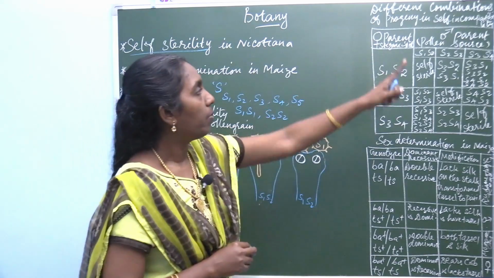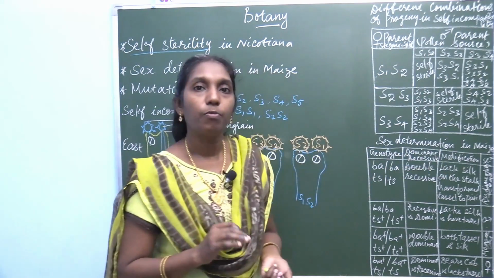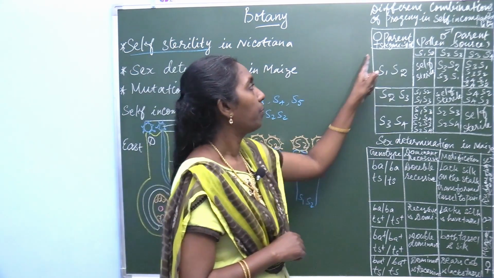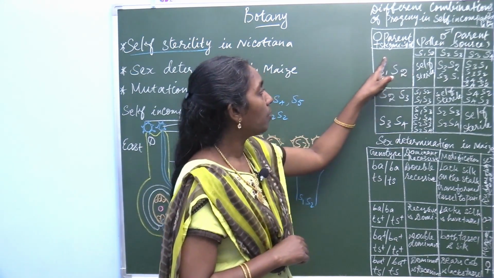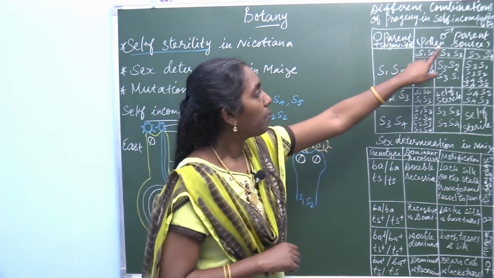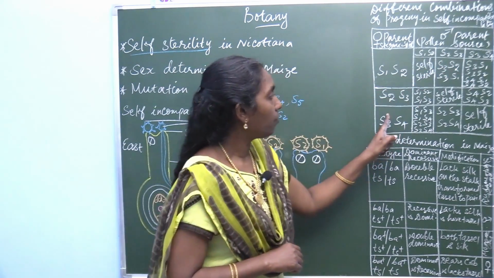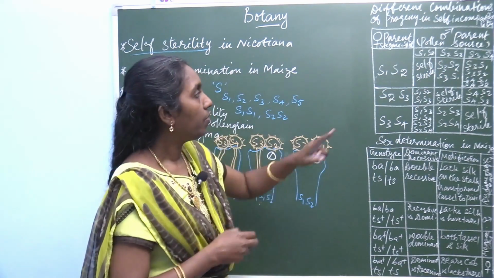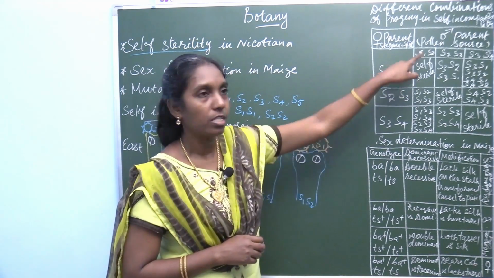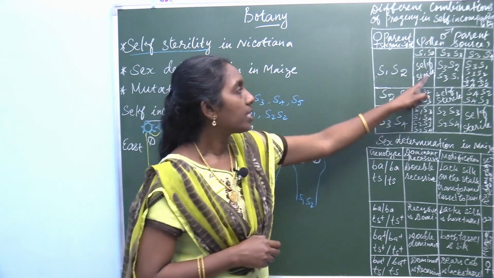Now, look at this tablet column. What are the different combinations of progeny developed in self-incompatibility? The female parent stigmatic spot is S1, S2, and the male parent is S1, S2, S3, S4. When you make a cross between S1, S2 and S1, S2, this is a homozygous condition, so definitely it produces self-sterile progeny.